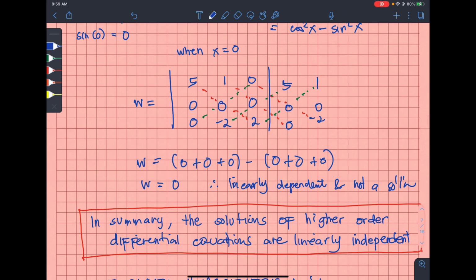So again, in summary, the solutions of higher order differential equations are linearly independent when the Wronskian is not equal to 0. That is how to classify whether the solutions are linearly dependent or not.